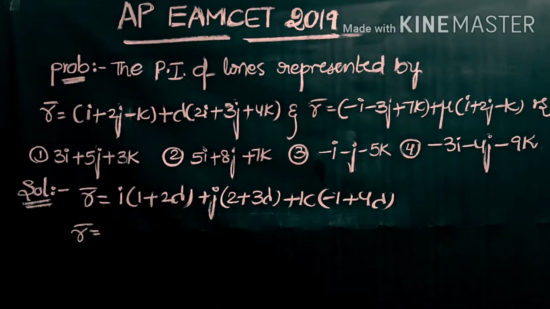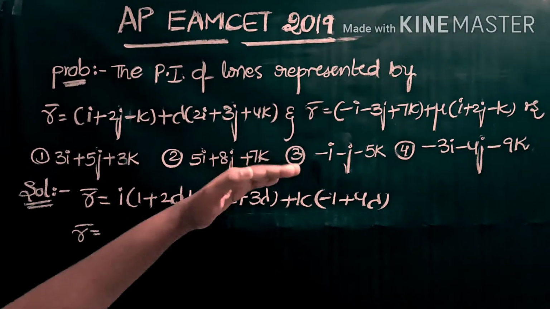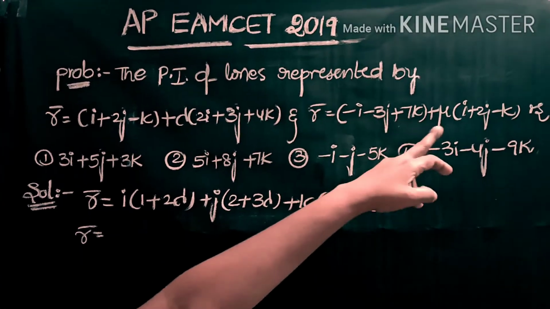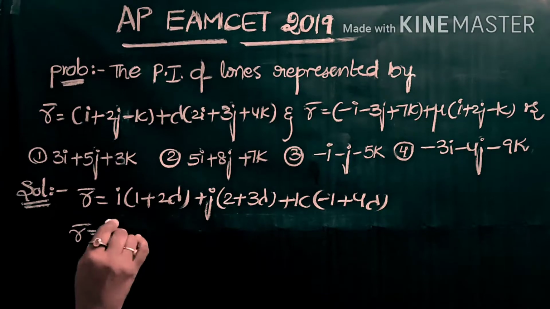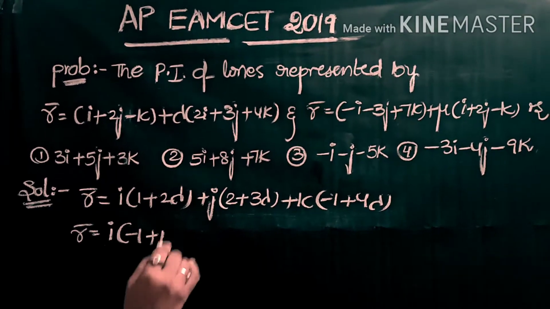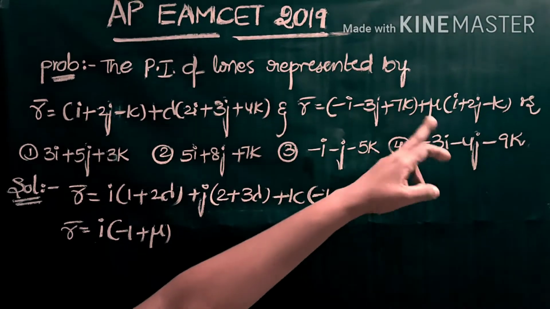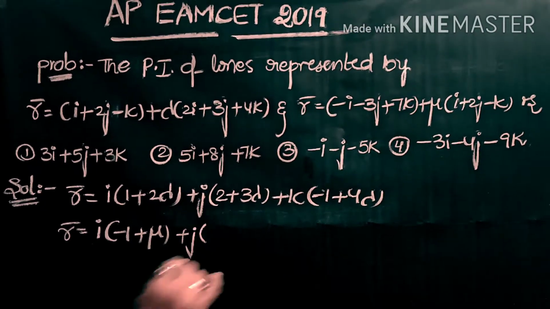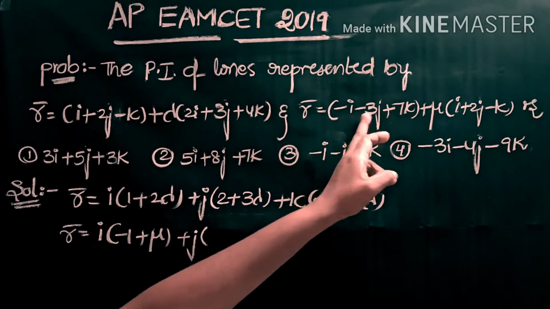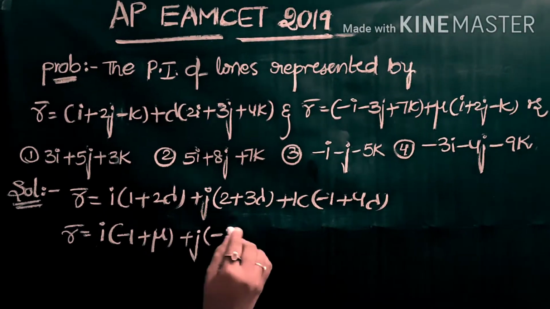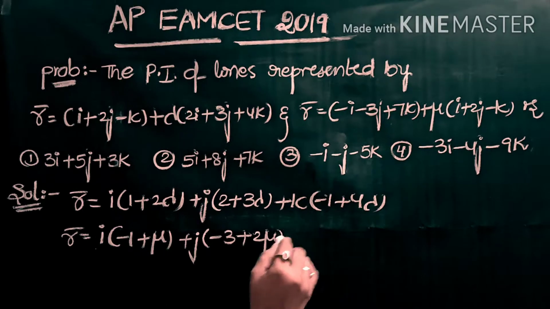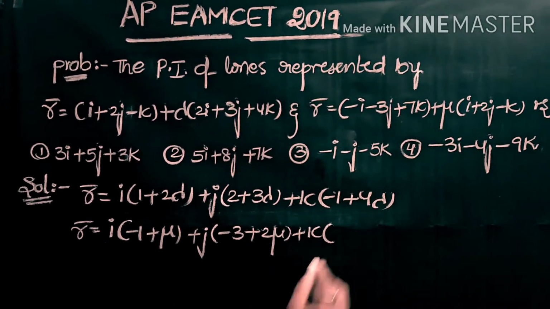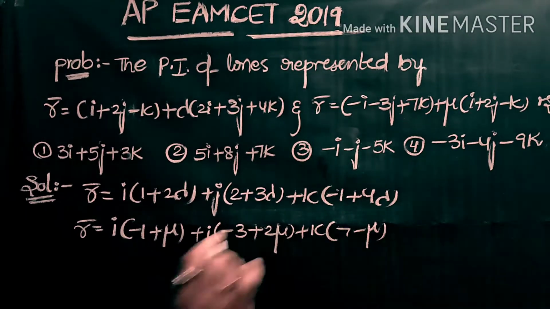Now coming to the second equation, similarly we can take the second equation also in this form, that is r bar is equals to minus i plus mu i, taking i common, i into minus 1 plus mu, here the remaining value minus 1 and the remaining value plus mu, plus j into minus 3 plus 2 mu, plus k into last value 7 minus mu. Now these are the given equations.